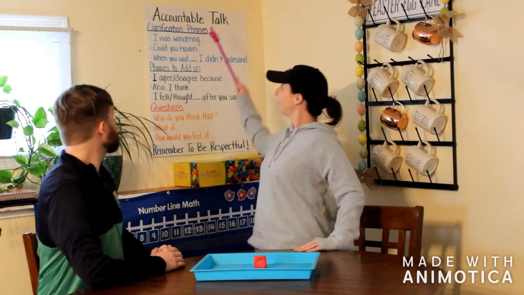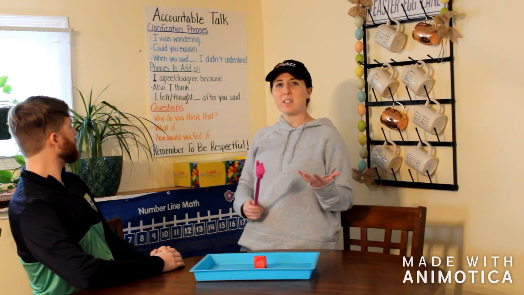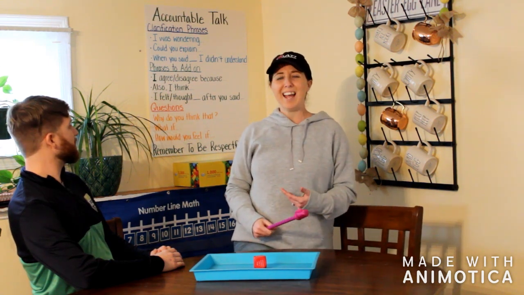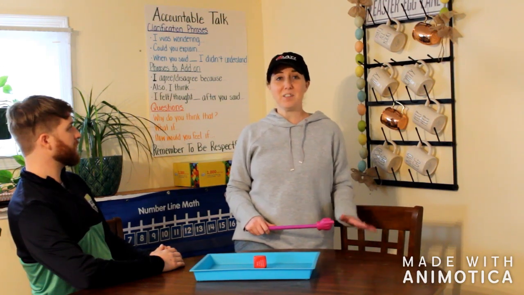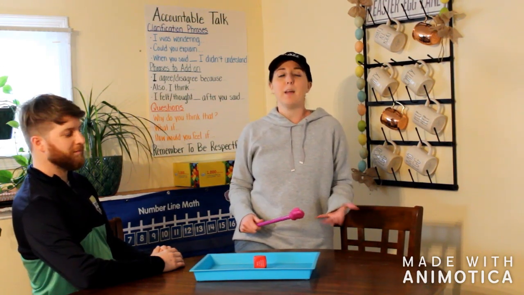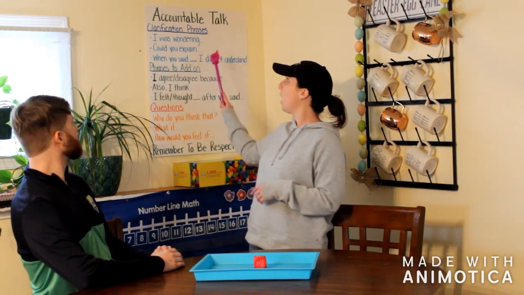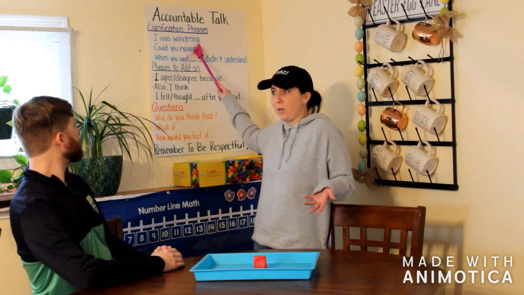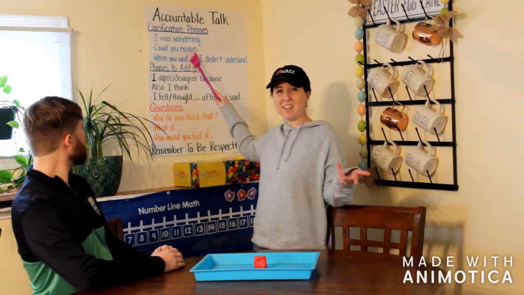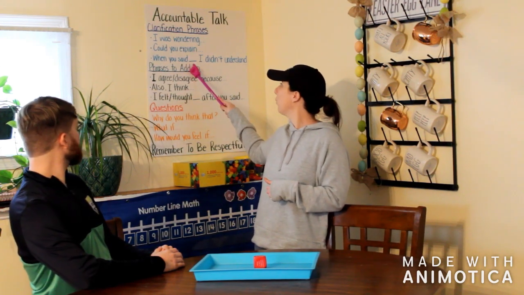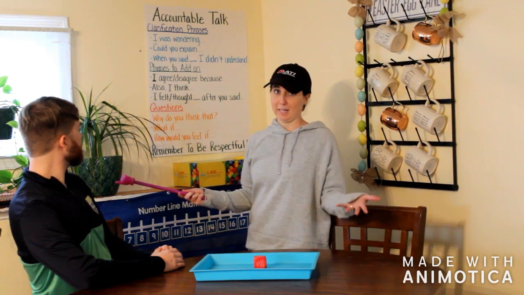Our first rule is adding clarifying phrases. Adding clarifying phrases is when somebody says something to you and you're not really sure what they mean by that. Instead of just sitting there and continuing the conversation, you should stop and ask them, what did you mean by that? Some of the ways that we can do that are by saying, I was wondering why you said that. Could you explain that to me a little bit more? Or, when you said blank, I didn't really understand blank.